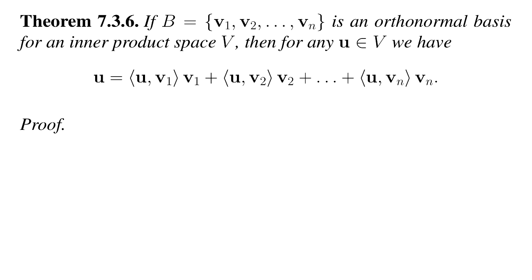But if you've got an orthonormal basis, the coefficients are extremely nice. If you're trying to write U in terms of this basis, the coefficient of V1 is just the inner product of U and V1. The coefficient of V2 is just the inner product of U and V2, and so on. So the coefficients, when you're writing a vector in terms of an orthonormal basis, are really simple. And this is essentially the main reason why we like orthonormal bases.